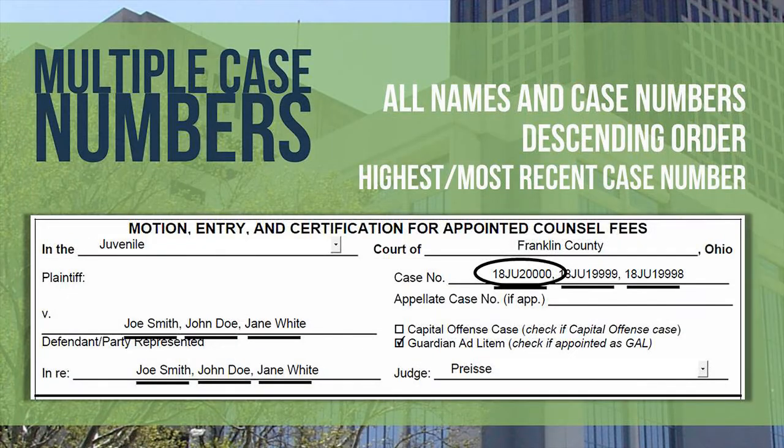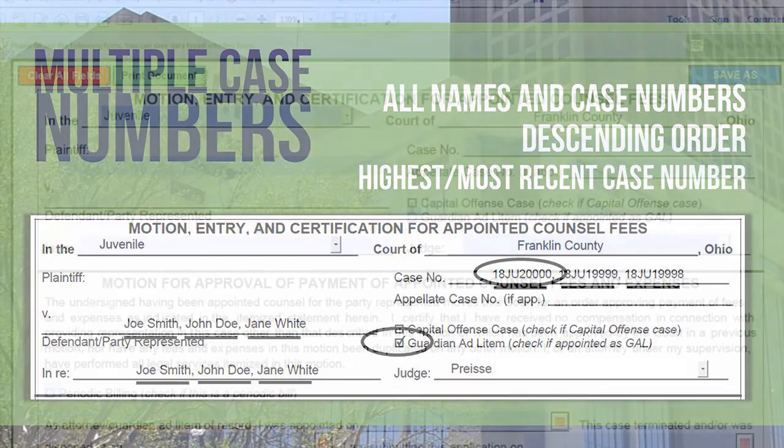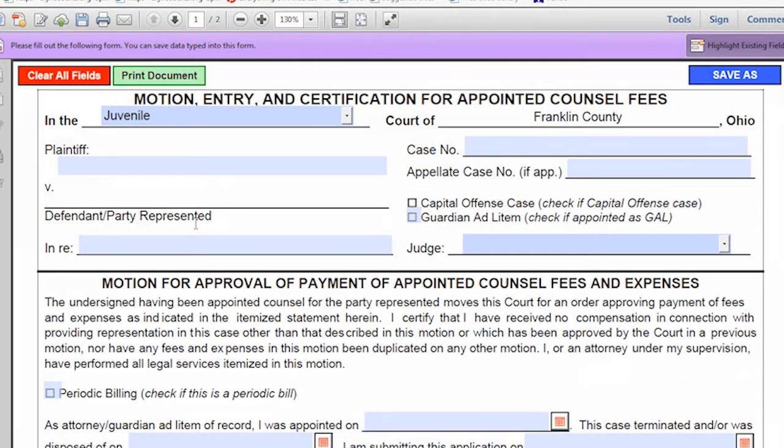If representing one or more parties on multiple case numbers, all names and case numbers must be included on one fee application in descending order, and the fee application must be filed on the highest, most recent case number. Also, if at the time of billing you are the guardian ad litem, make sure to check the guardian ad litem box. Before moving forward, please watch as we complete the top section with generic case information.